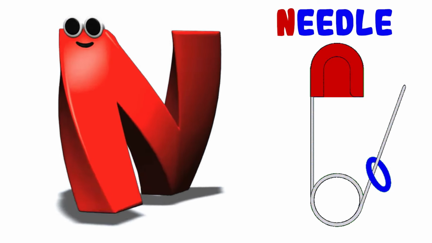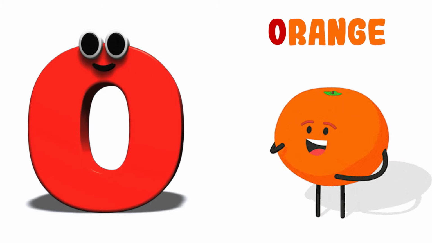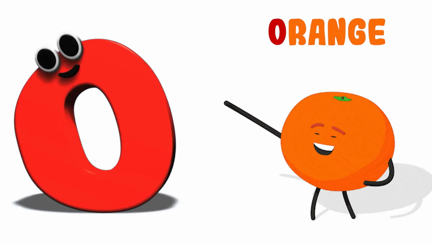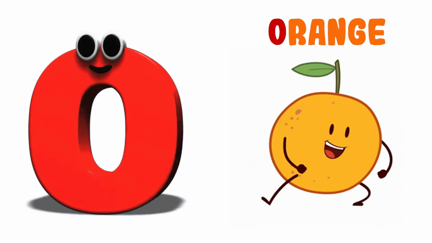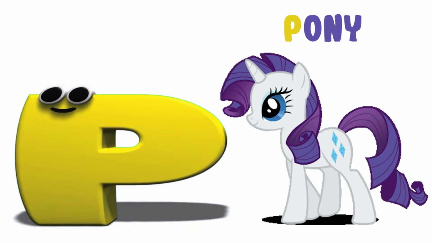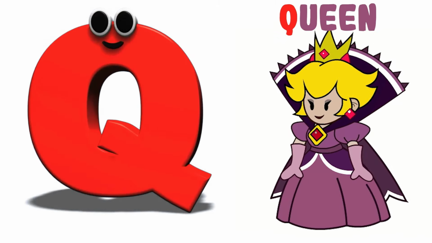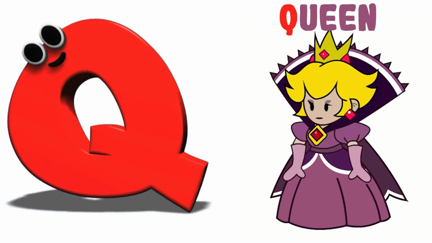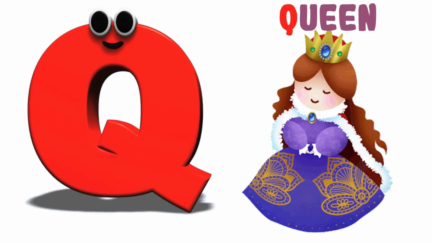N is for needle, needle. O is for orange, orange. P is for pony, pony. Queen, queen, Q, queen.